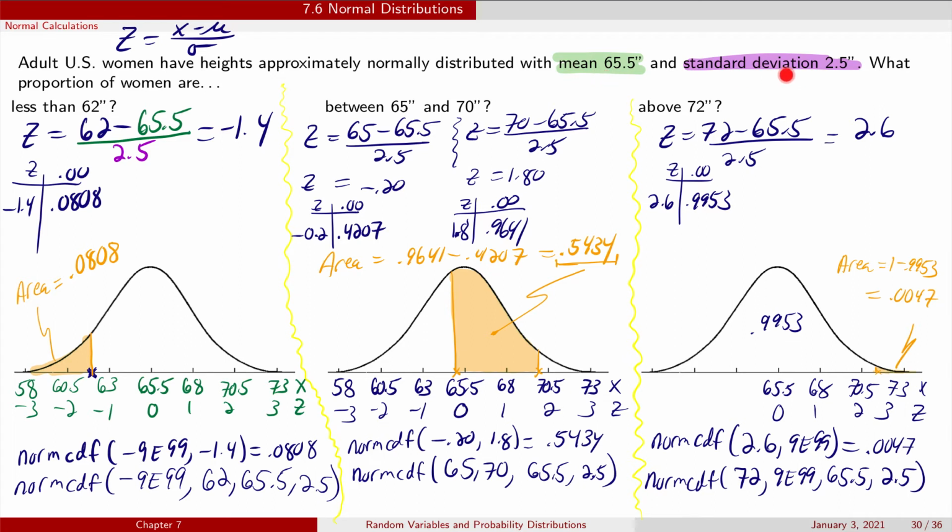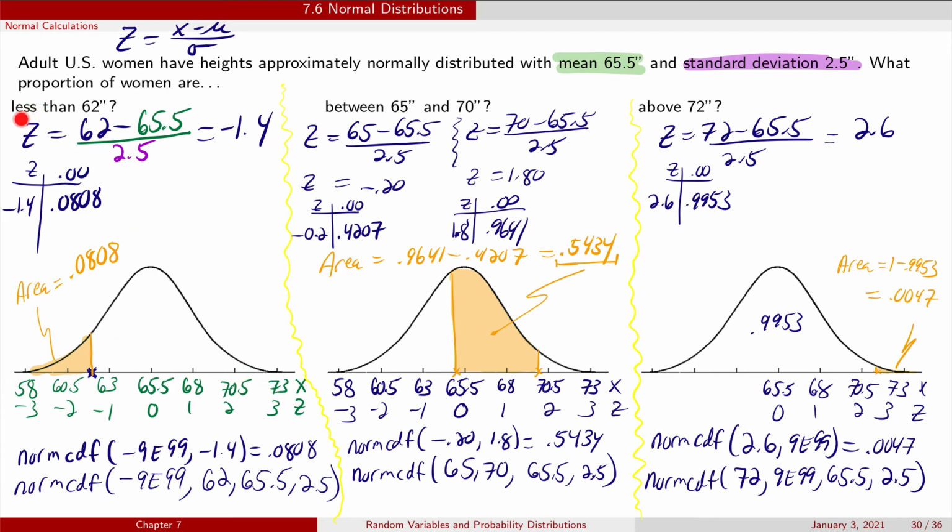Anyway, take the mean, take the standard deviation, draw a bell curve, and put those numbers on there. Mean goes in the middle, 65.5, and then you're going to add on 2.5 three times to get these three values. And then you're going to subtract 2.5 three times to get these three values. So you know that if women have heights normally distributed with a mean of 65.5 inches and a standard deviation of 2.5 inches, then pretty much all women are going to be between 58 inches and 73 inches. Not 100%, but approximately 99.7% are between those heights.